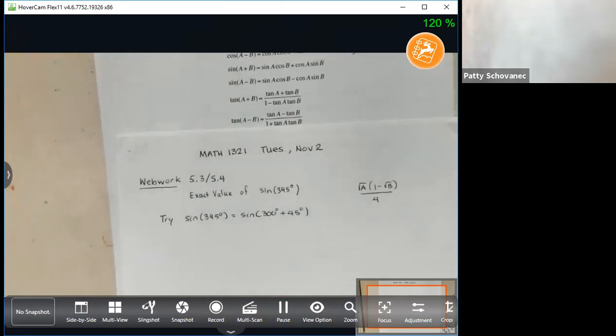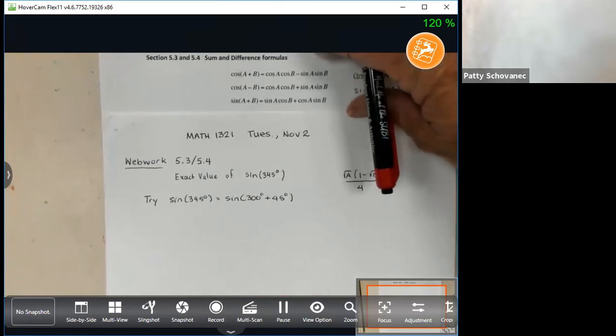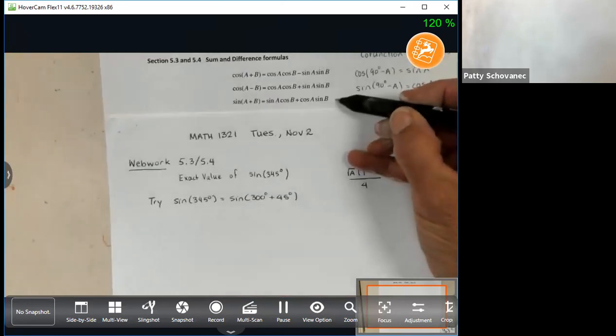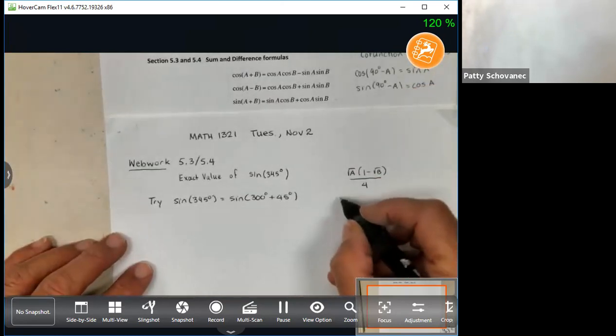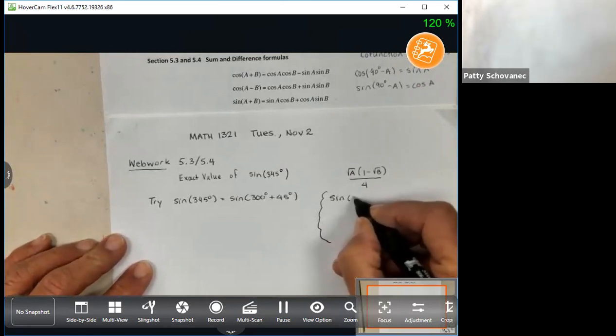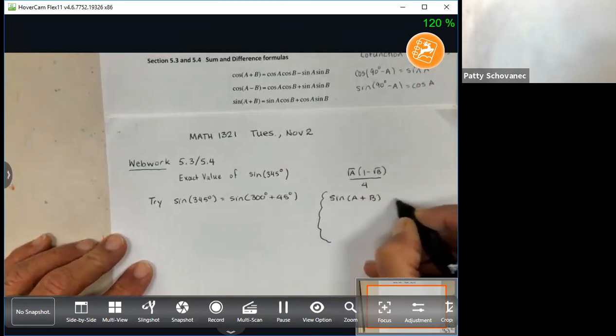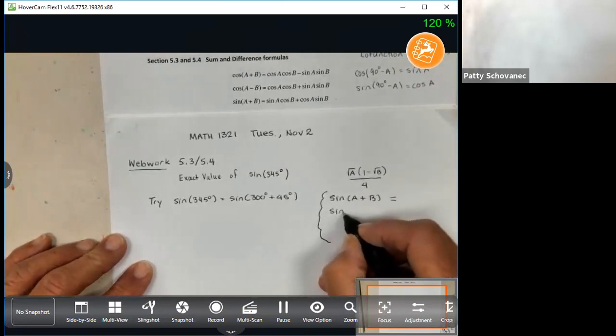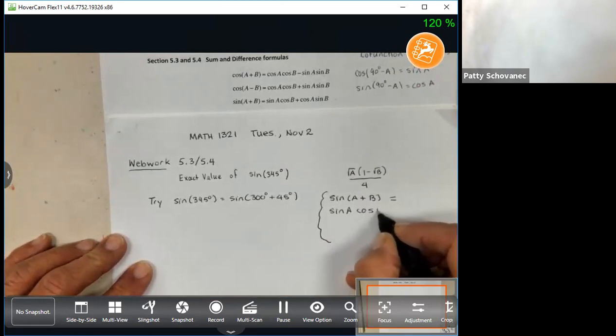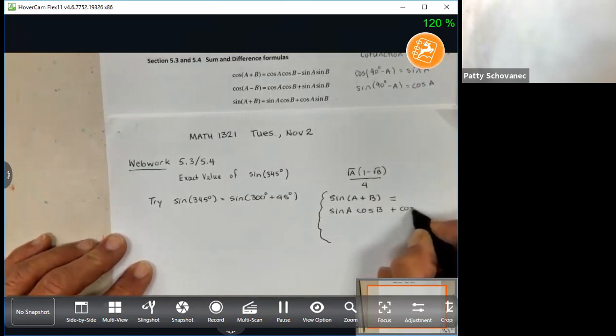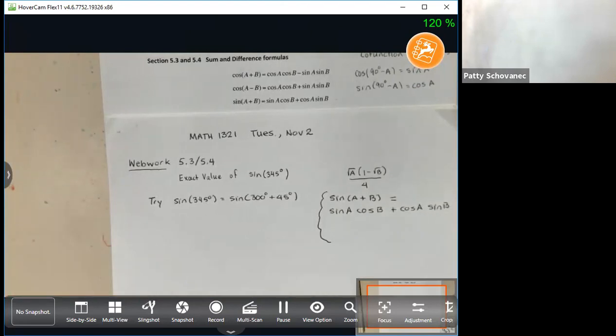So now I'm going to use the sine of A plus B formula. That's right here. So let me copy that formula right here so I can move that page out of the way. The sine of A plus B is equal to the sine of the first angle, cosine of the second angle, plus the cosine of the first angle, sine of the second angle. A in our example is 300 degrees and B is 45 degrees.